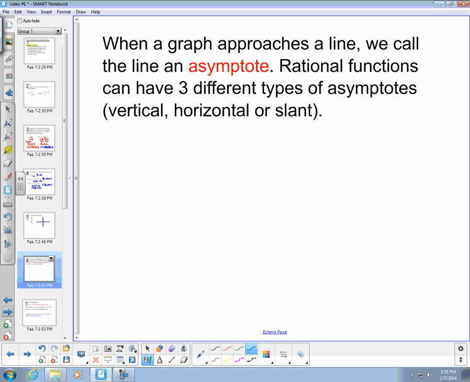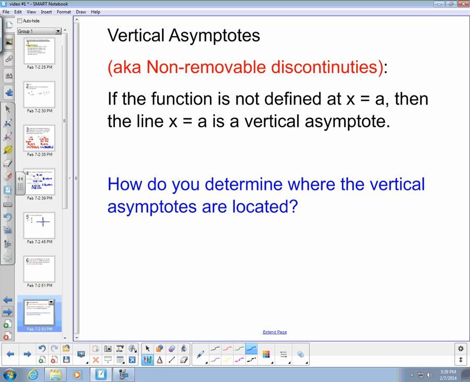We call those lines asymptotes when a graph approaches a line. So rational functions can have 3 different types of asymptotes, either vertical, horizontal, or slant asymptotes. Okay. We are going to focus on vertical asymptotes.